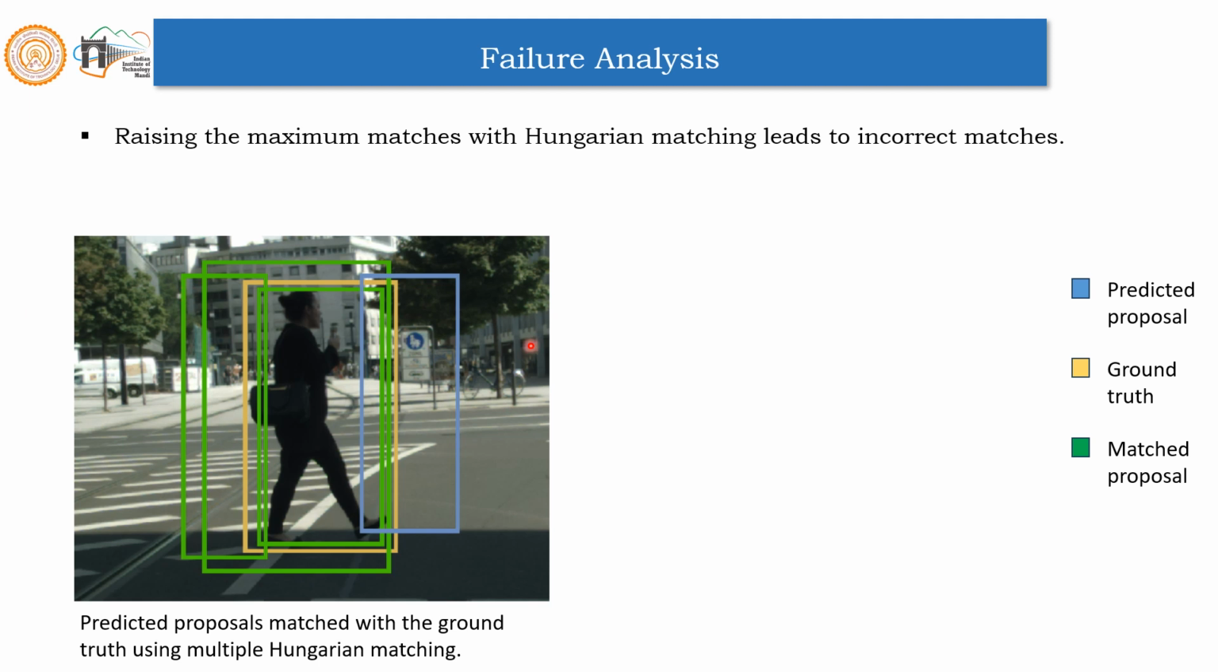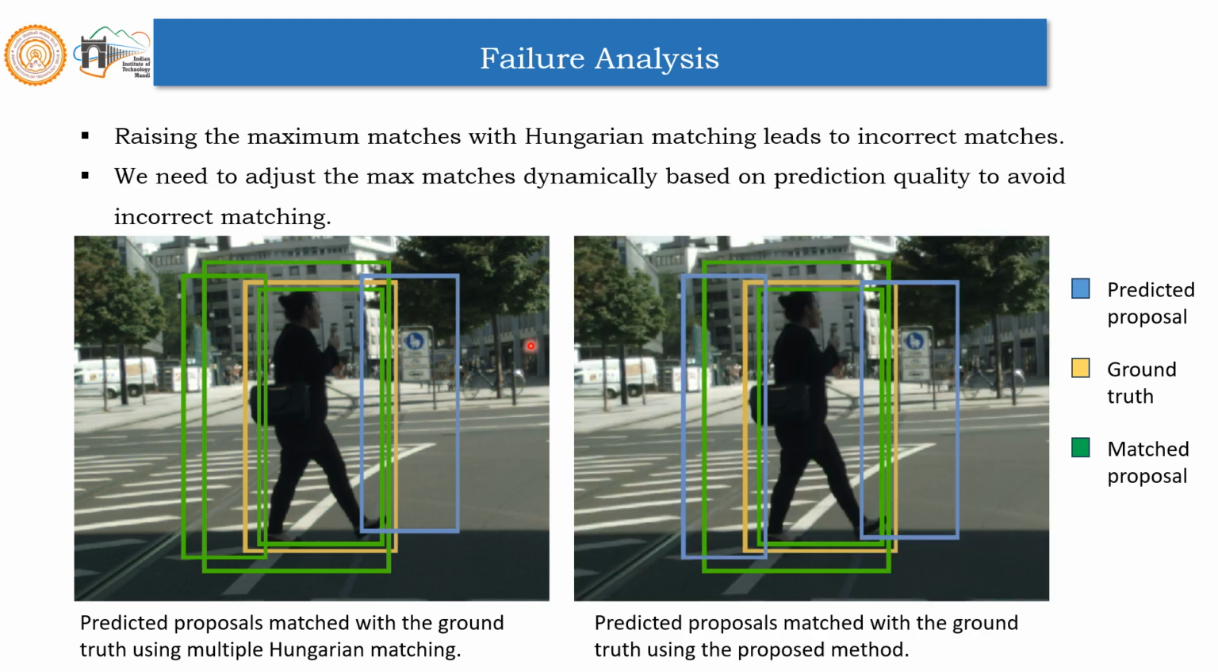So we need a methodology with which the ground truth and the predictions get matched only if the quality of the predictions is good. So now when we pose the same scenario to our algorithm, it was able to match the good predictions to the ground truth, discarding the rest.